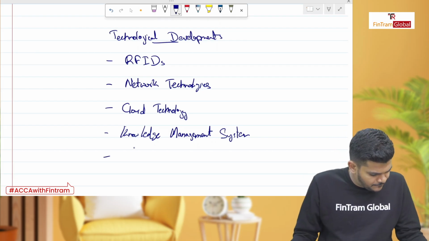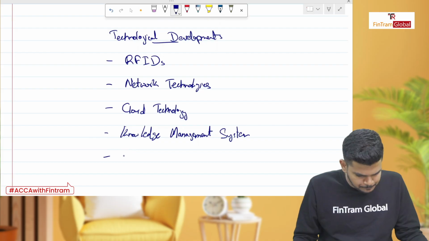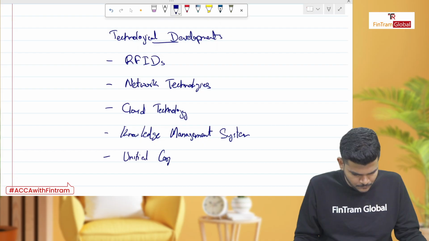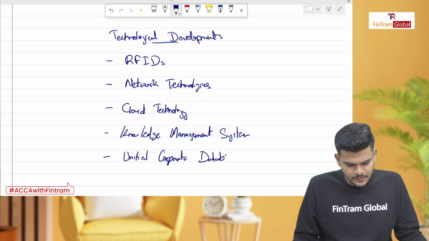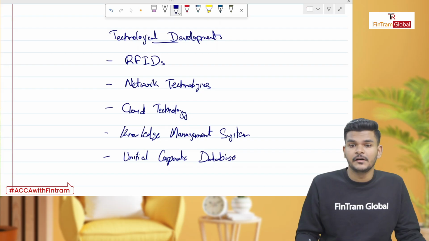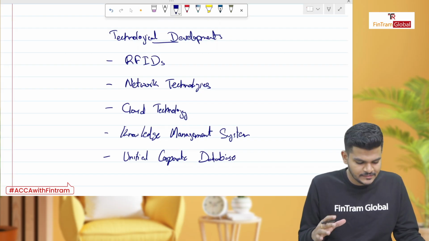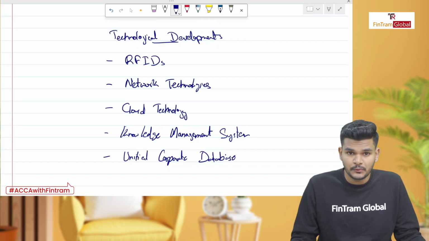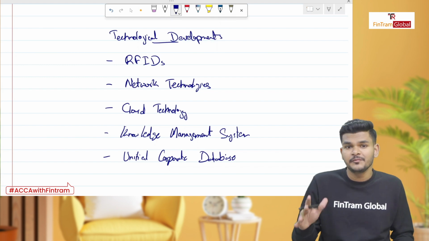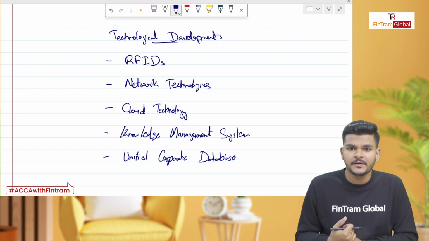And then finally, we also have the unified corporate database. Now, I'm sure that when you have practice questions, you would have seen this particular concept in multiple questions as well, right? So it's a really important concept. What is a unified corporate database?